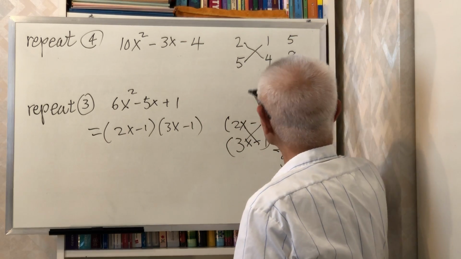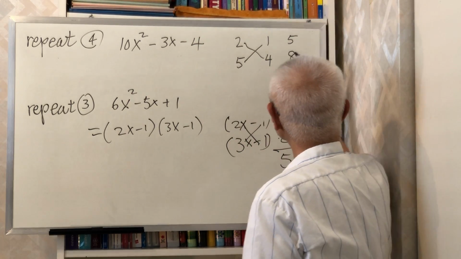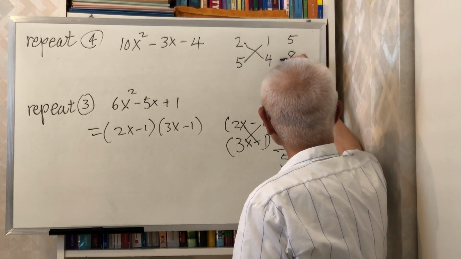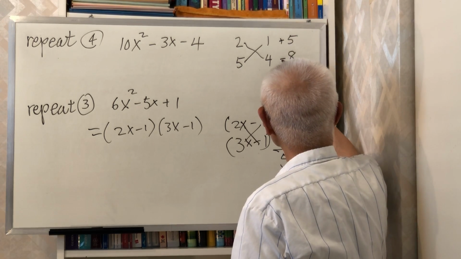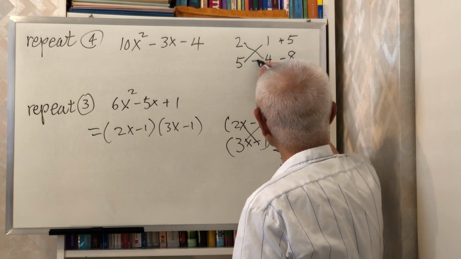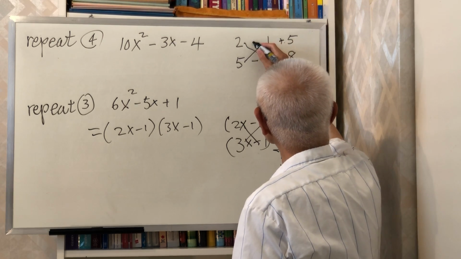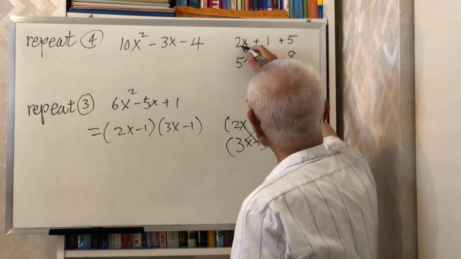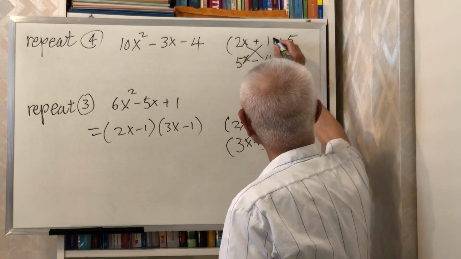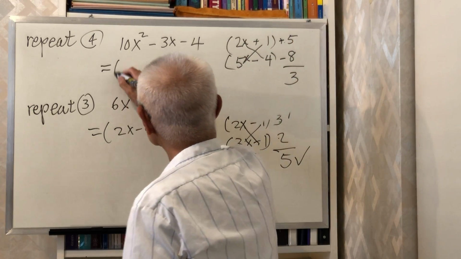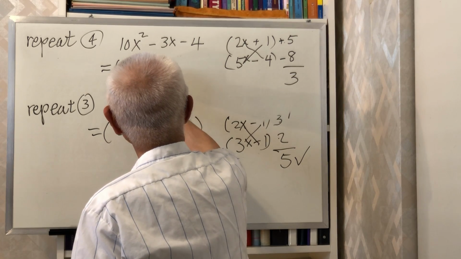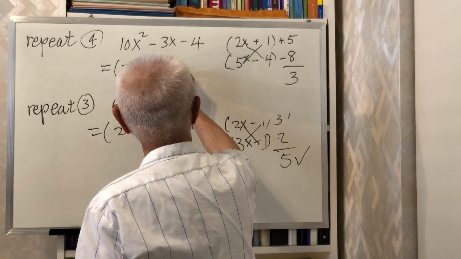That's what I want. Now I want negative 3. So to get negative 3, 8 must be negative, 5 must be positive. So you move the negative to this place, move the plus to this place, add an x here, and put the brackets. That's your answer. So 2x plus 1, 5x minus 4.